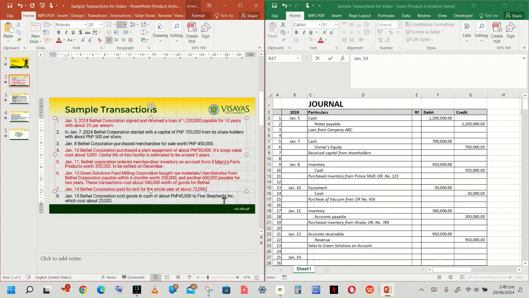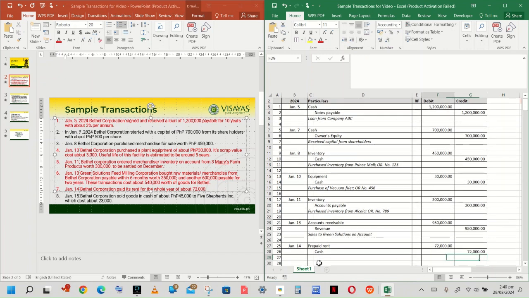So, ano yung maapektuhan dyan? So, diretso na tayo dito. Unang maapektuhan dyan is prepaid rent and cash. Mababawasan yung cash kasi nagbayad ka. So, decrease in cash will mean credit. So, unahin natin yung credit dito sa baba. At yung debit is yung prepaid rent. So, how much is it? It's 72,000. Okay. Paid rent in advance for the whole year.